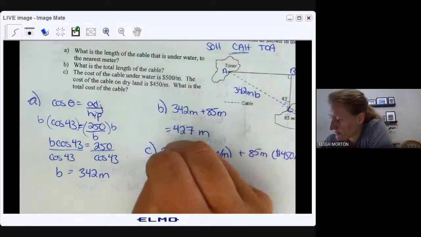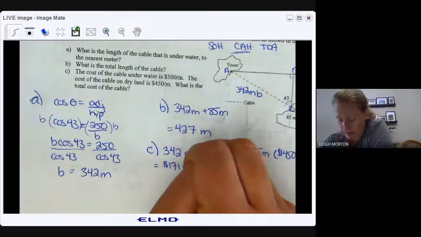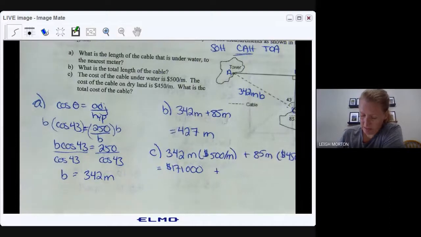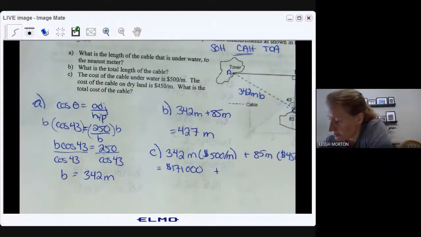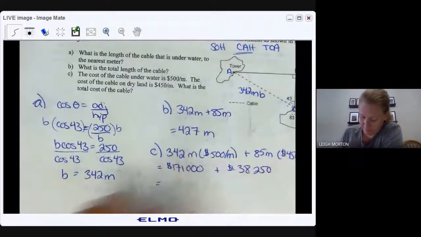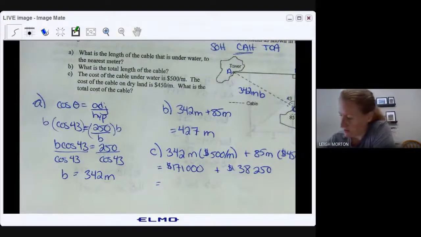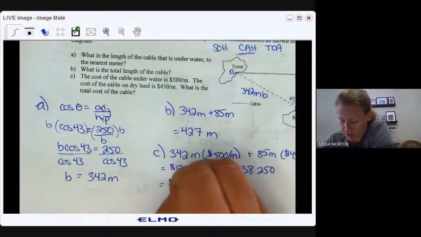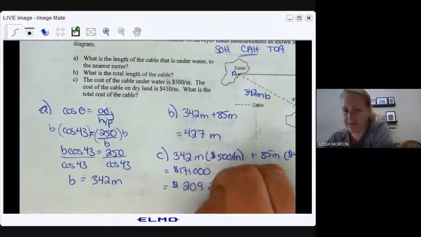That gives us 171,000 plus 38,250 for a grand total of $209,250.